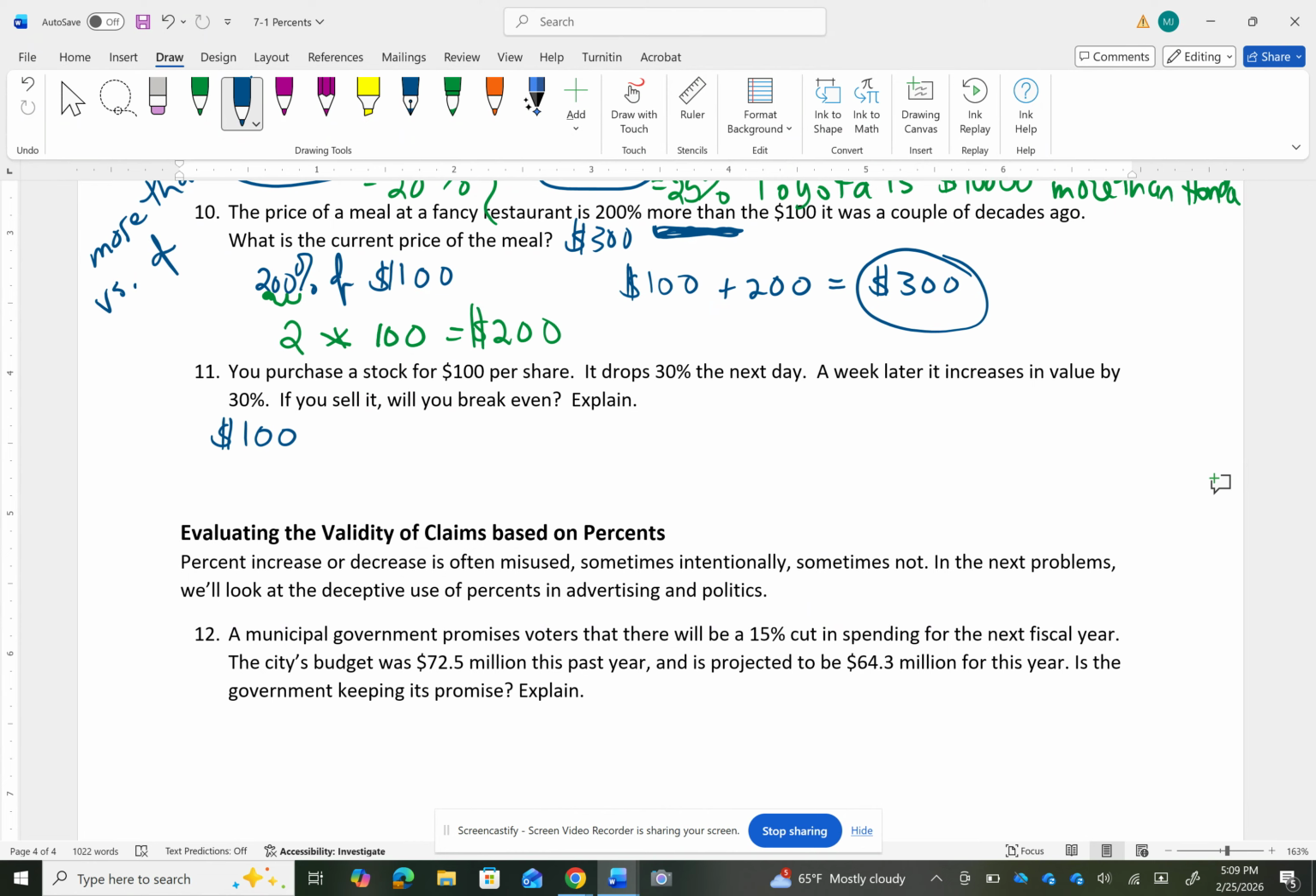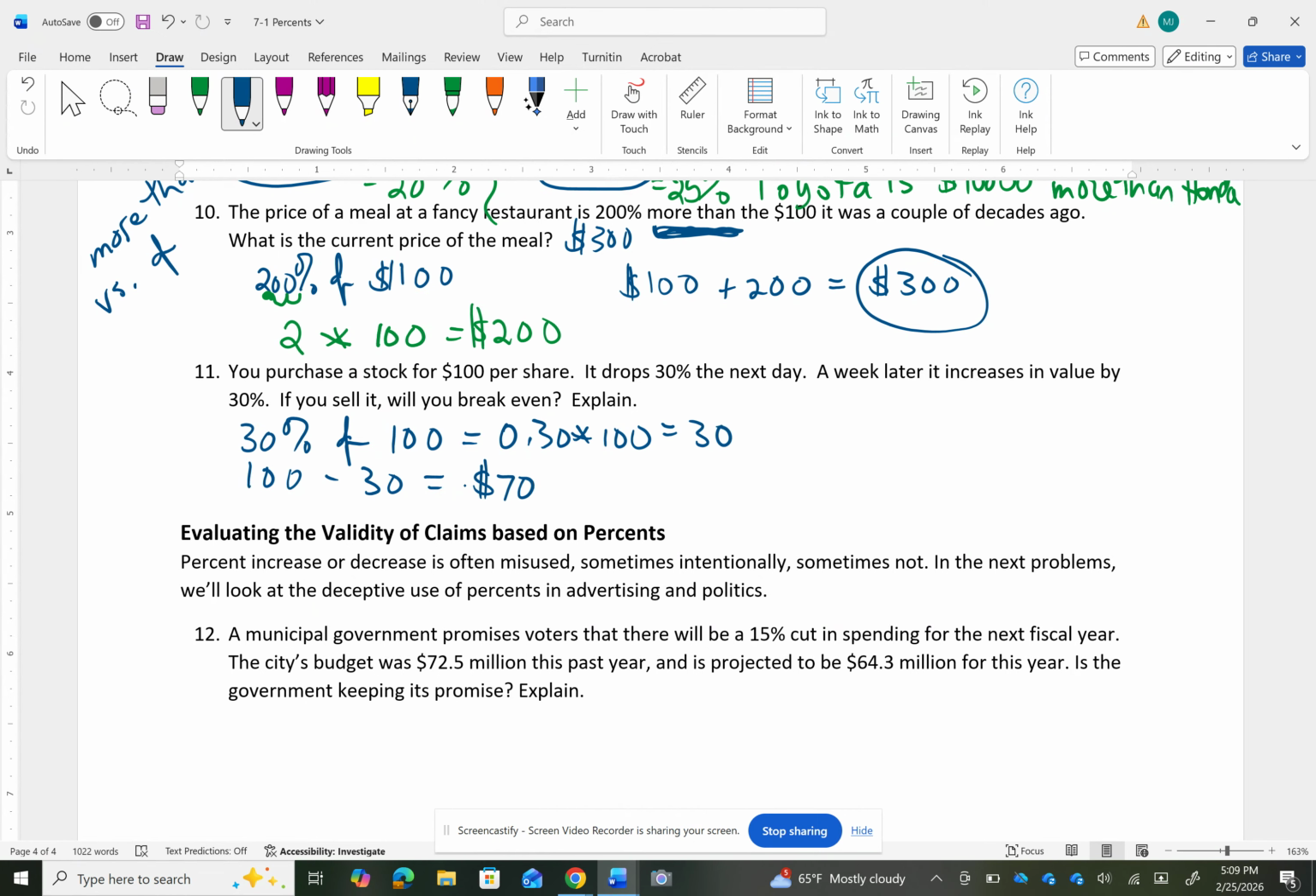So let's work through that. So it was $100. Okay. All right, then it said it dropped by 30%. So I'm going to take 30% of the original price of the stock. That would be 0.30 times 100. That would be $30. That's not what the stock is worth. That's how much it dropped. All right, so if it dropped that much, then my stock is actually now worth $70 at that moment in time.